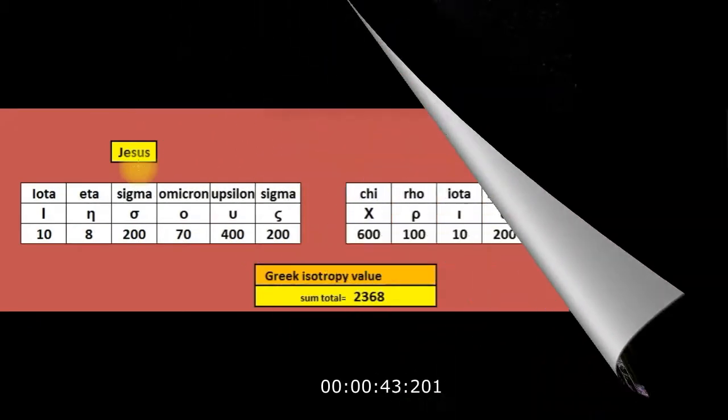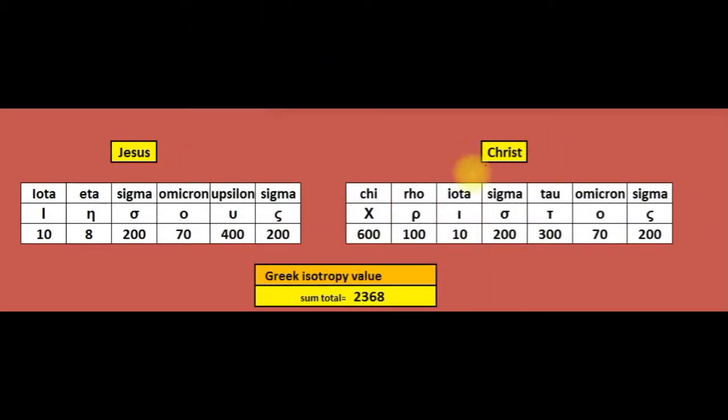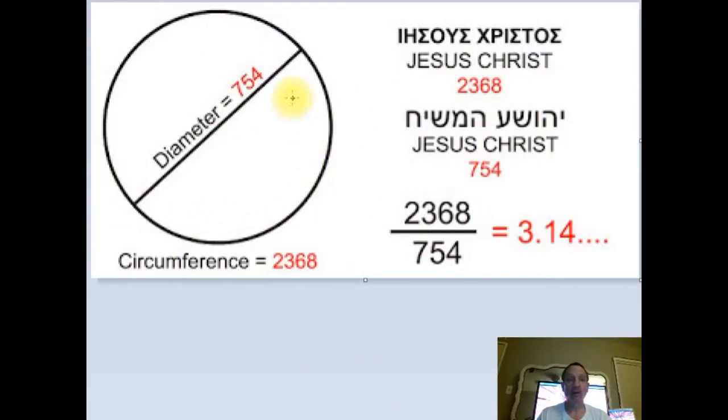to observe the truth. The name Jesus Christ in Greek and its isopsephy value of 2368. A circle with a circumference of 2,368 has a diameter of 754. The Greek isopsephy value for the holy name Jesus Christ is 2368. The Hebrew name for Jesus Christ in its gematria sum total is 754. When you divide 2368 by 754, you get pi.